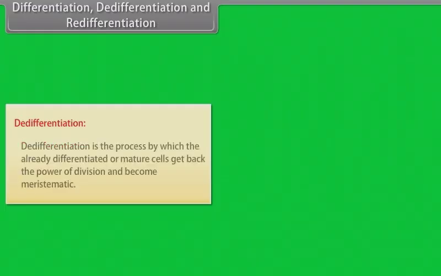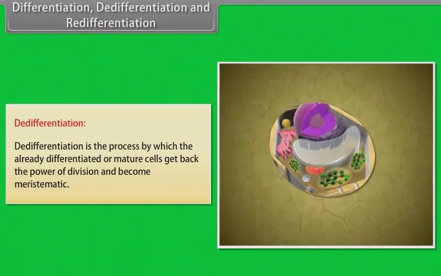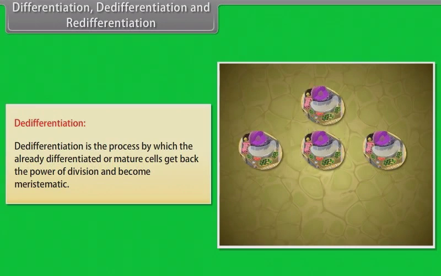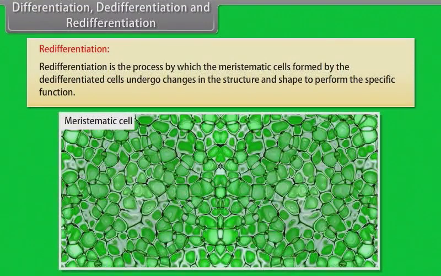After that, nuclear migration takes place, then branching occurs, and then it reaches the maturation stage. Dedifferentiation. Dedifferentiation is the process by which already differentiated or mature cells get back the power of division and become meristematic. Redifferentiation. Redifferentiation is the process by which the meristematic cells formed by dedifferentiated cells undergo changes in structure and shape to perform a specific function.